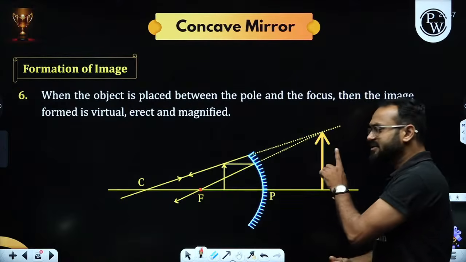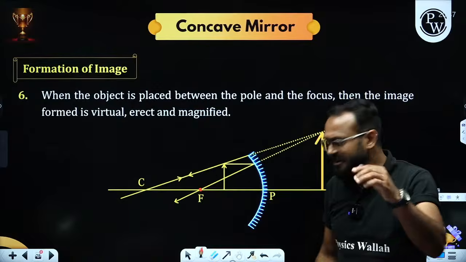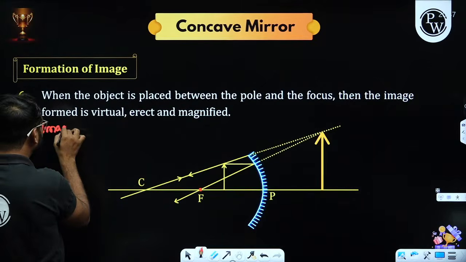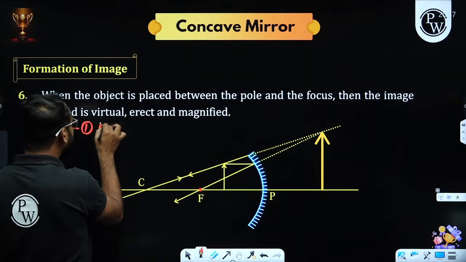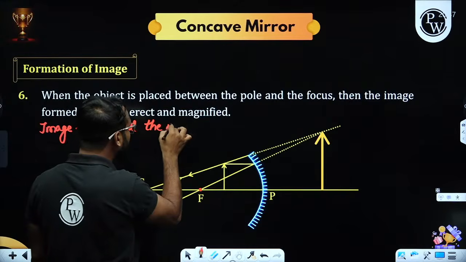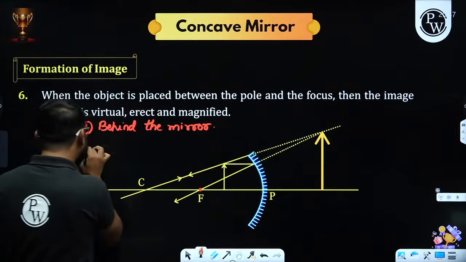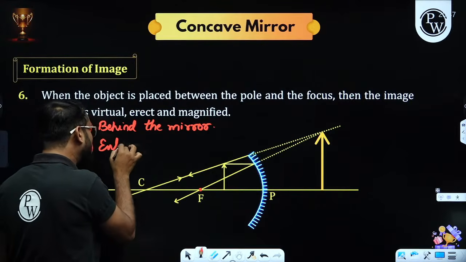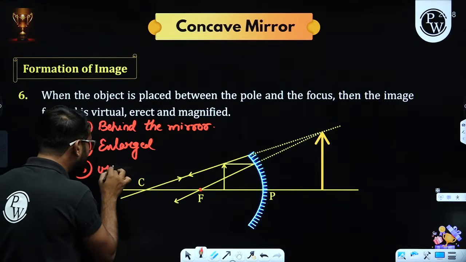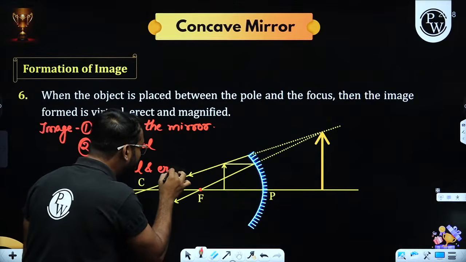Sir, in this case, the image is upright. It is not an inverted image. Yes, exactly. So the image over here is forming behind the mirror. First of all, it is going to be behind the mirror. Second, size is enlarged. And third, because there is no screen required, it is forming inside the mirror. It will be virtual and erect.